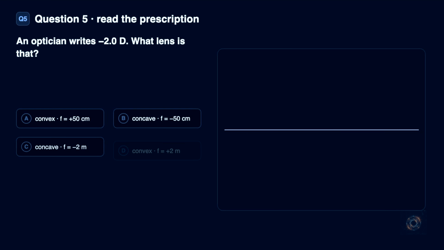Last question, and this one is sitting on someone's nose right now. An optician writes -2.0 dioptres. What lens is that? A. Convex, focal length, plus 50 centimeters. B. Concave, -50 centimeters. C. Concave, -2 meters. D. Convex, plus 2 meters. 5 seconds. Pause if you need more time.